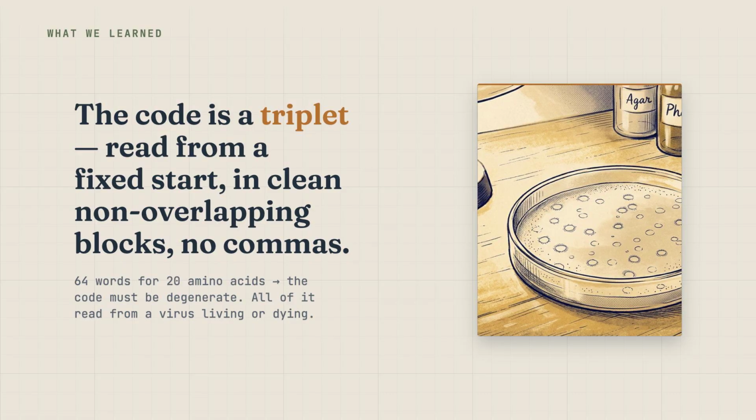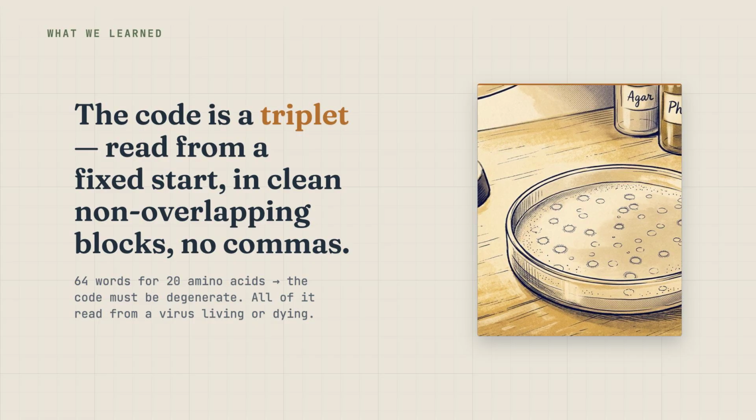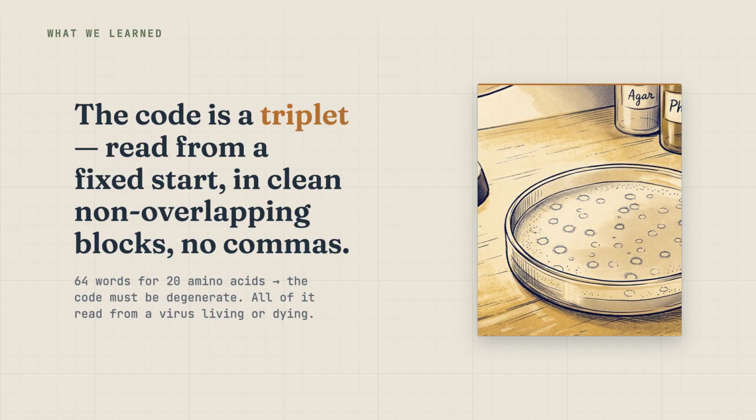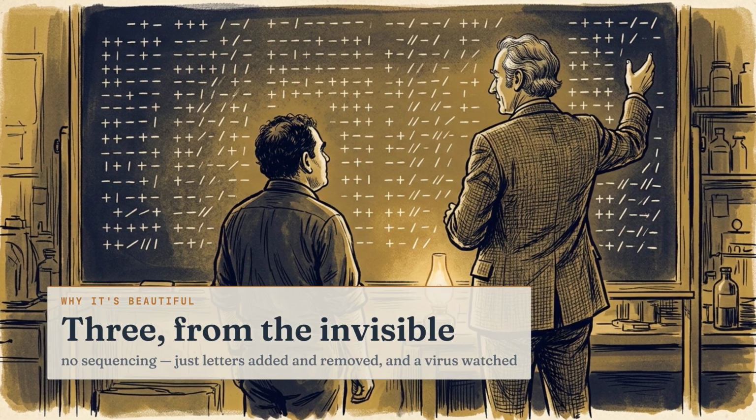It is a triplet, read from a fixed start in clean, non-overlapping blocks with no commas between the words. And because 64 words spell only 20 amino acids, the code must be degenerate, several triplets sharing a single meaning. The shape of the code was fixed by pure genetics, while others were only beginning to read its very first words. That is the beauty of it.